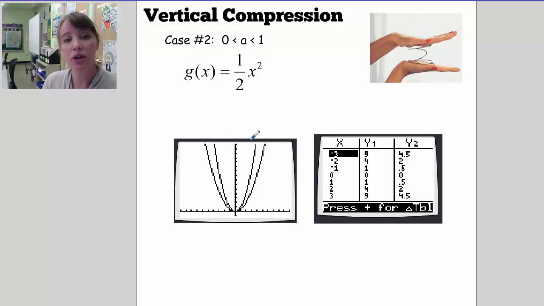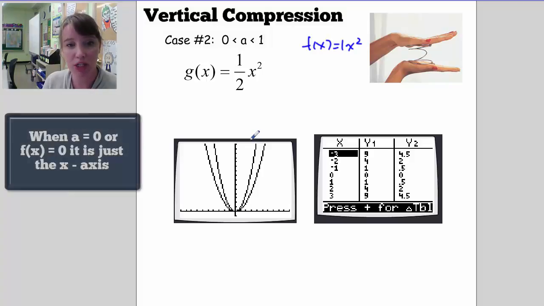Another value for a that we're going to look at is when a is a fraction, so when it's between 0 and 1. All right. Now, remember when it's 1, it's just the parent function. That's just f of x is equal to 1 times x squared. That's just the original function.